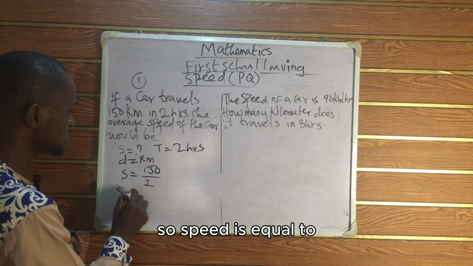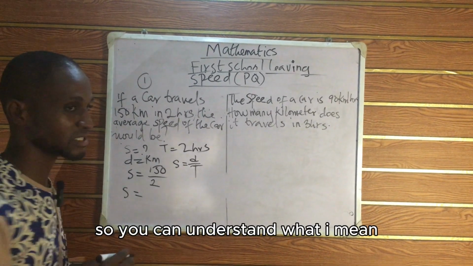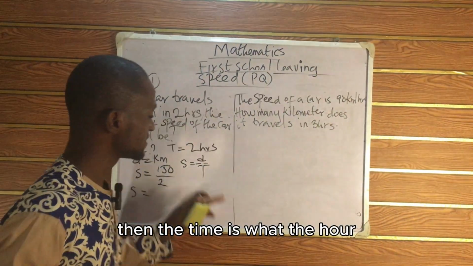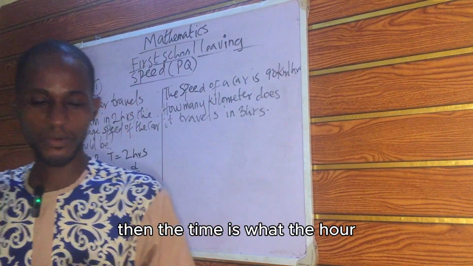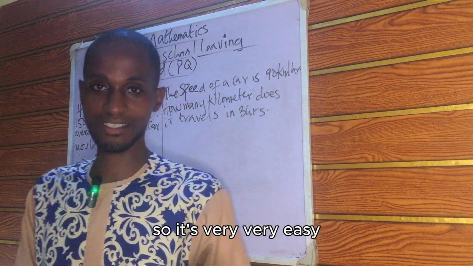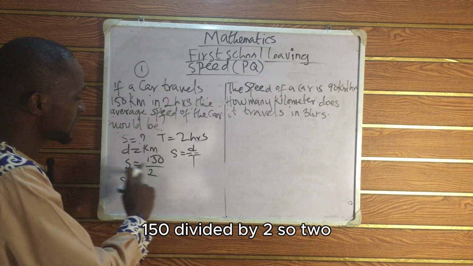So speed is equal to, remember, the formula is distance over time. So distance is the kilometer, then the time is the hour. Are you with me now? You understand what I mean? So it's very easy. Let me show again the answer. Now, 150 divided by 2.